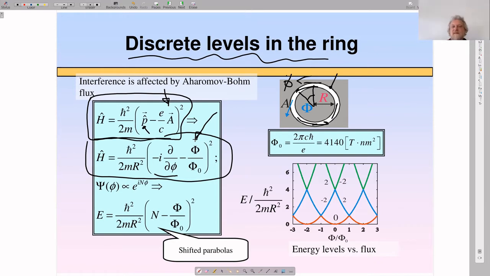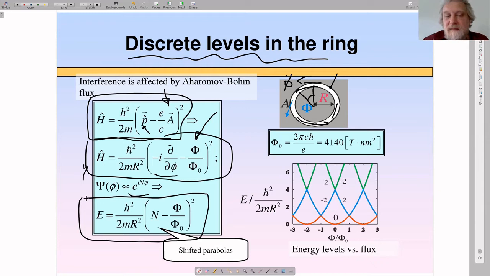It's not a standing wave, but it is a discretization in a ring with periodic boundary conditions. Wave functions of this Hamiltonian have the following form: n is a discrete number. Good. So I take this form, I substitute it into the Hamiltonian. What do I have? I have a series of levels labeled by n. And the energy of these levels can be shifted by flux.